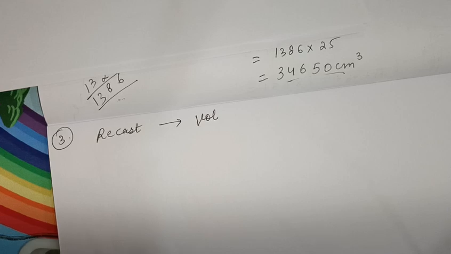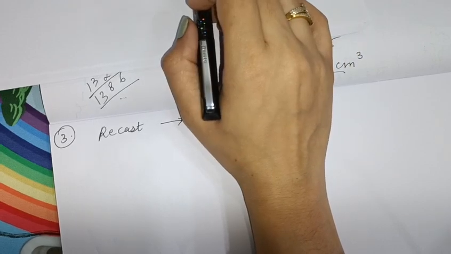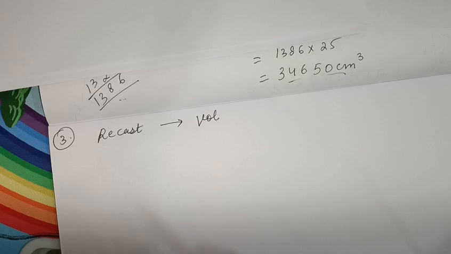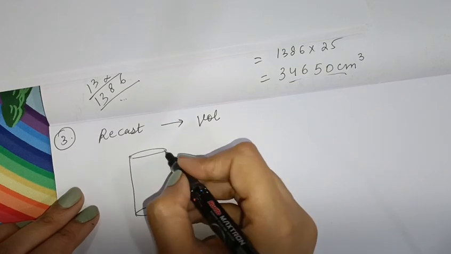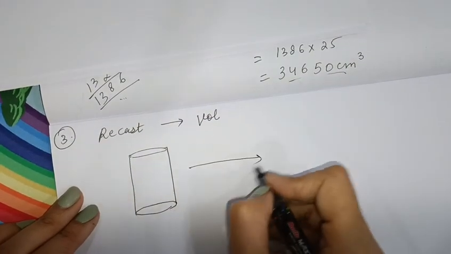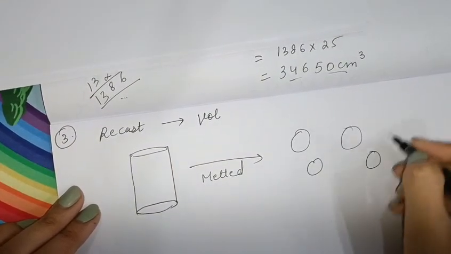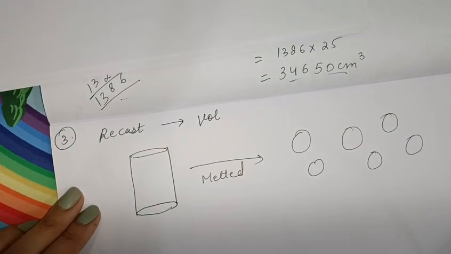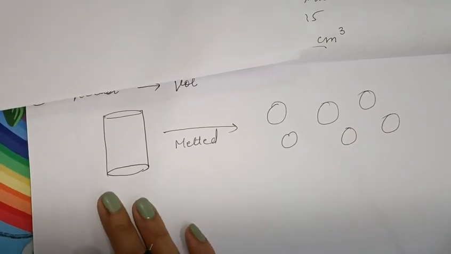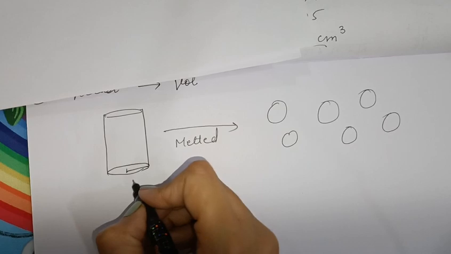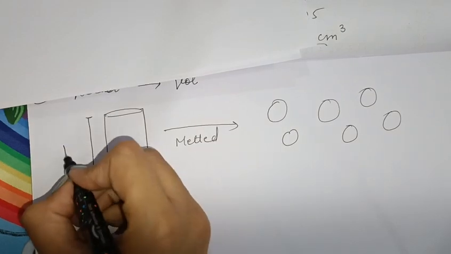Like in this question, a solid cylinder is there, and that cylinder is recast into solid spheres. This solid cylinder is melted and recast into some solid spheres. This is what happened in this question, and the dimensions of the solid cylinder are given to us. The radius of this cylinder is 7 centimeter and the height of the cylinder is 14 centimeter.